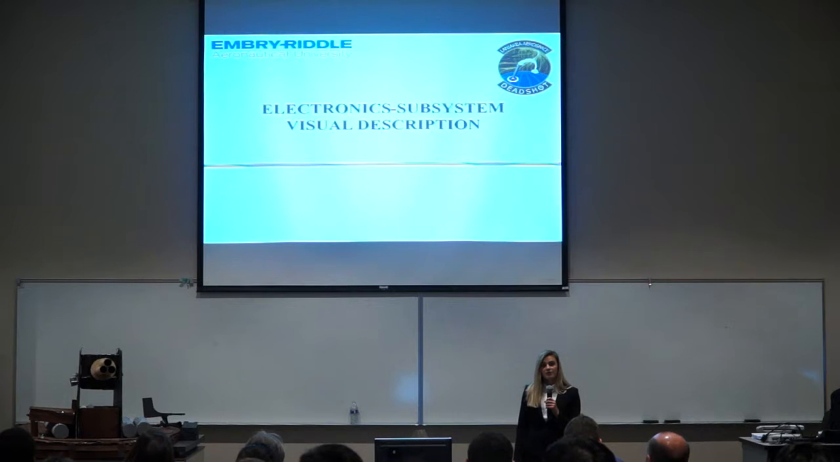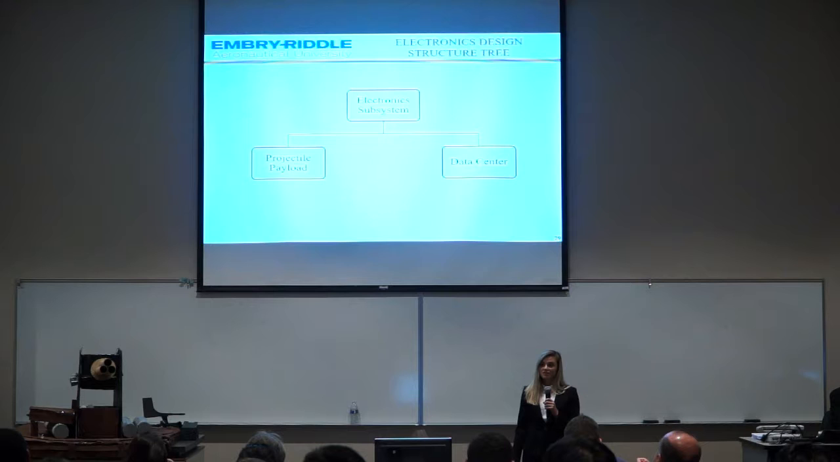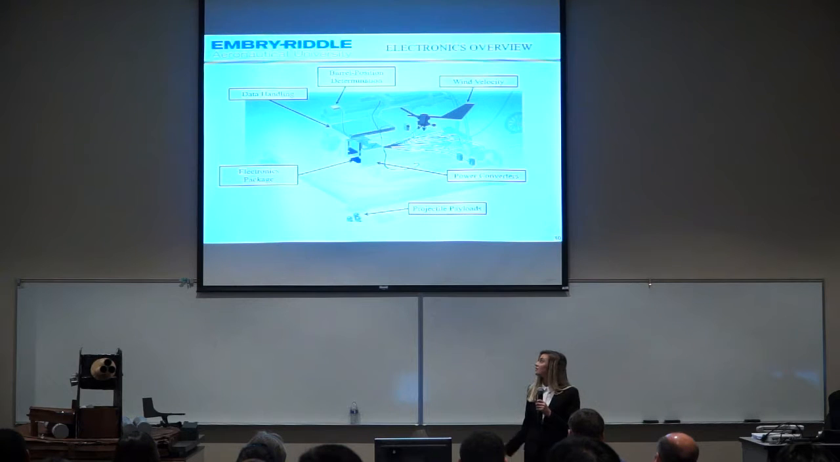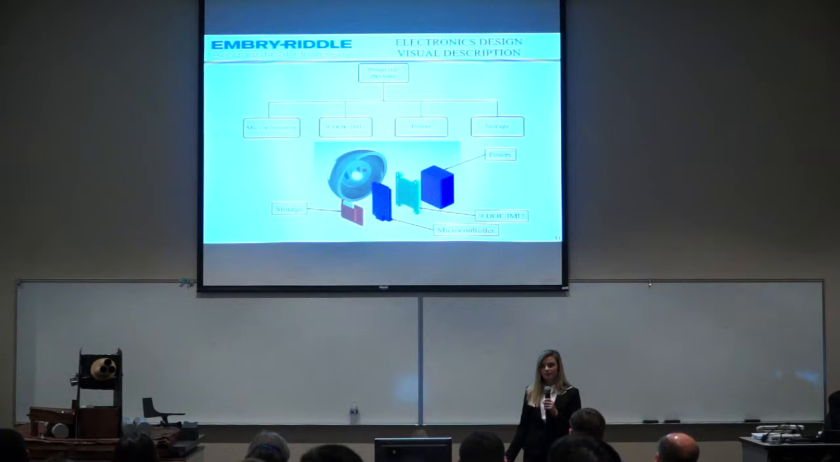Now I will be going over the electronic subsystem visual description. As you can see here, the electronic subsystem has two components. They're the projectile payload and the data center. This is a CATIA rendering showing all of the components within the electronic subsystem.